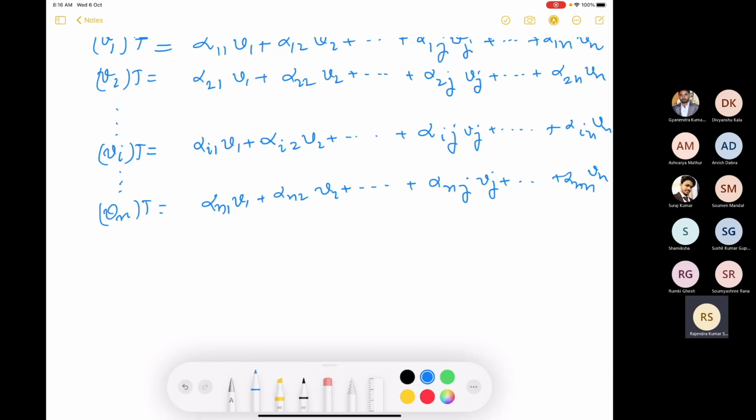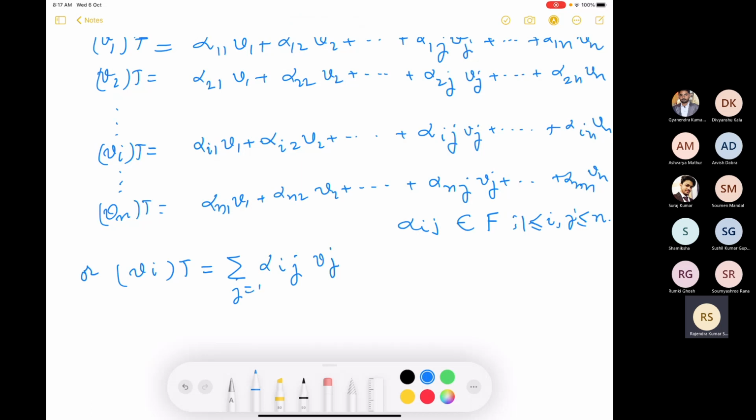Where these alpha ij's are naturally uniquely determined scalars from F, and i and j both are between 1 to n. So if you want, we can write the whole system of equations. This can be written as ViT, so ViT is this, and this can be written as the sum of alpha ij Vj, j is 1 to n, and this is for every i, 1 up to n.